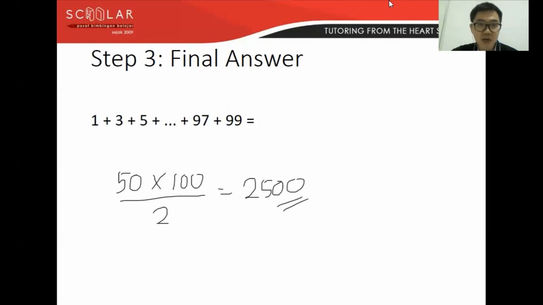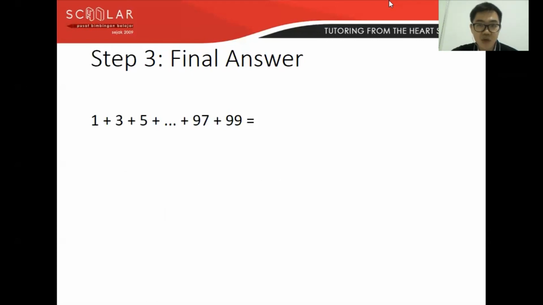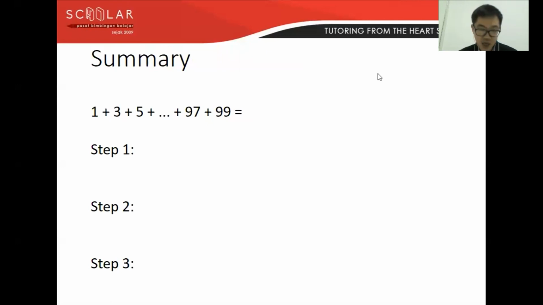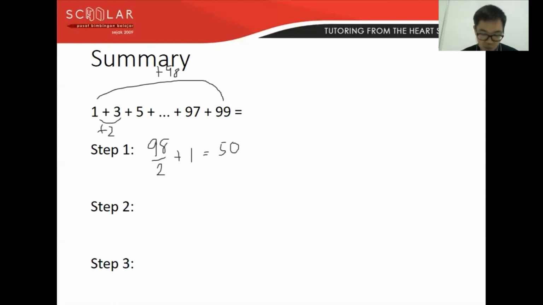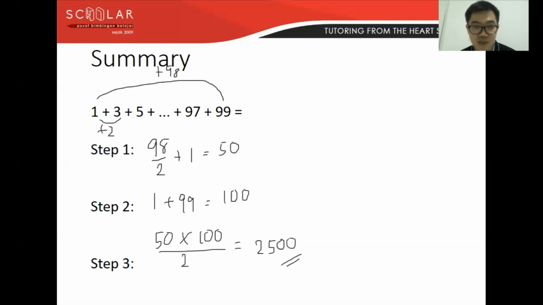Okay, so to summarize all the 3 steps together, the first step is to find the number of terms. The difference here is 2, so the first step will be 98 over 2 plus 1, giving you 50 numbers. There are 50 numbers altogether. Step number 2 is you pair the first and the last number together, which gives you 100. And then step number 3 is to combine these two together and then divide by 2 because we are pairing the terms. So we'll get 2,500 as the final answer.